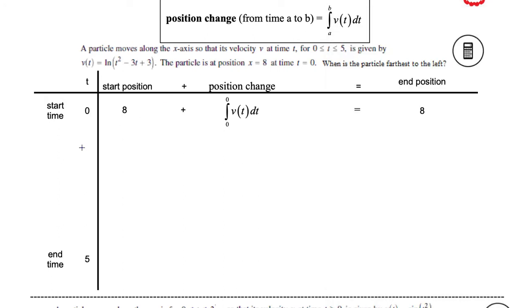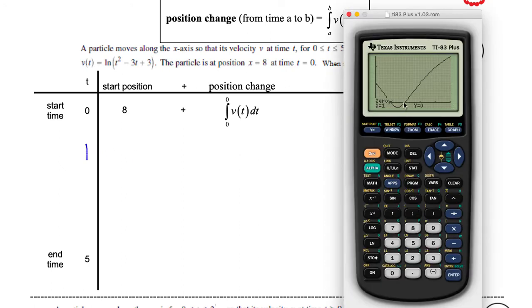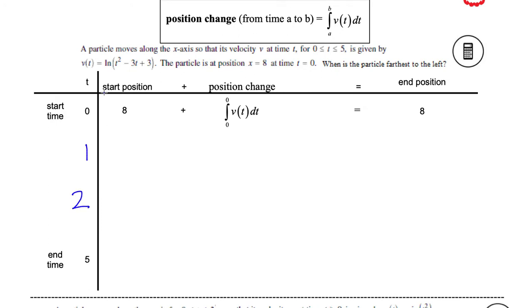Okay, one of the things I have to check is t equal to 1. And then I have to check this value right here. I think it's 2. So I'm going to do second trace to calculate the zero. Second trace 2, left bound 1.5, right bound 4. I'm going to guess 2, and it is indeed 2. So we have all the possible values of t.